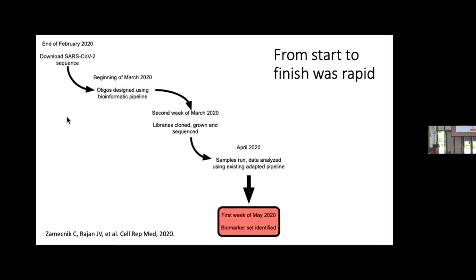At that point, I actually had to go on service in the hospital. And so the team that I was working with was able to run the samples. April was spent running the samples and analyzing the data, using an adapted version of my pipeline. And by the first week of May in 2020, we had identified what we thought was a good candidate biomarker set.